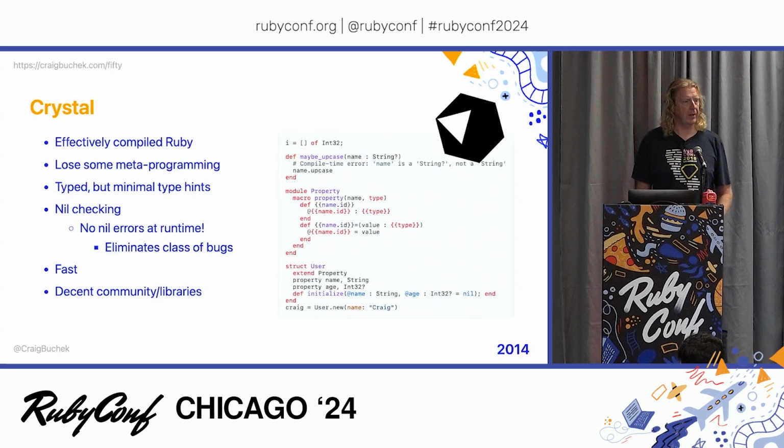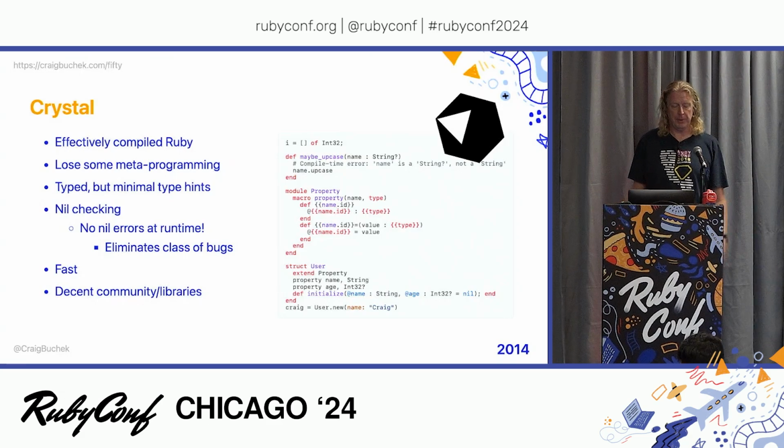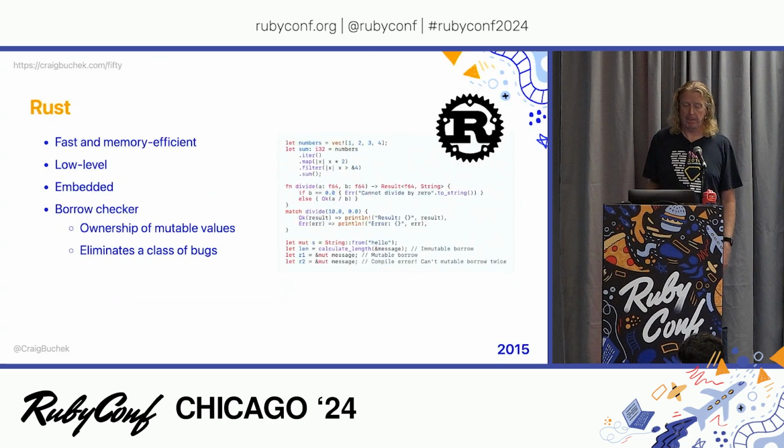2014, Crystal language came out. It's effectively compiled Ruby. You lose some metaprogramming. You have to use macros instead. They're not as clean. It's typed, but you don't have to do a lot of type hinting. The main thing is if you have an empty array, you have to tell it an empty array of what kind of thing I'm going to be putting in there. And it does a great job of nil checking, so you don't have nil errors at runtime. Eliminates an entire class of bugs, which is awesome. And it's fast because it's compiled, and it has a pretty good community and libraries. I actually gave a talk on this at a local user group, I think in 2014, 2015.